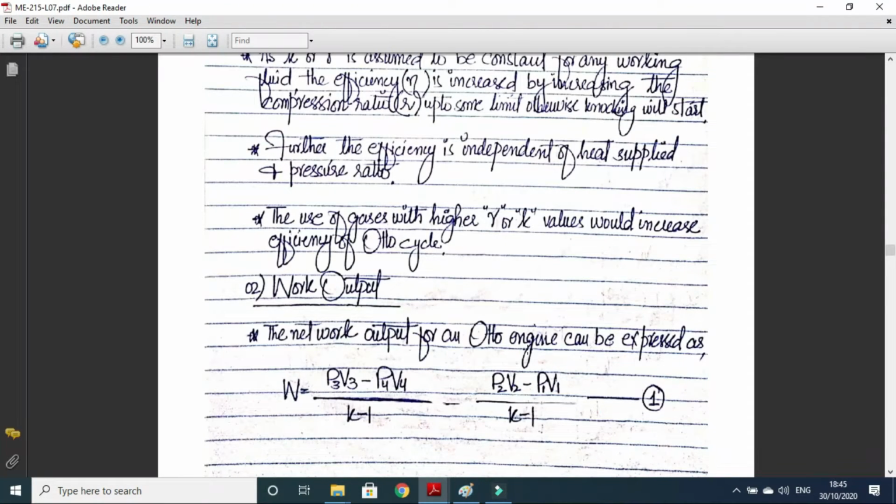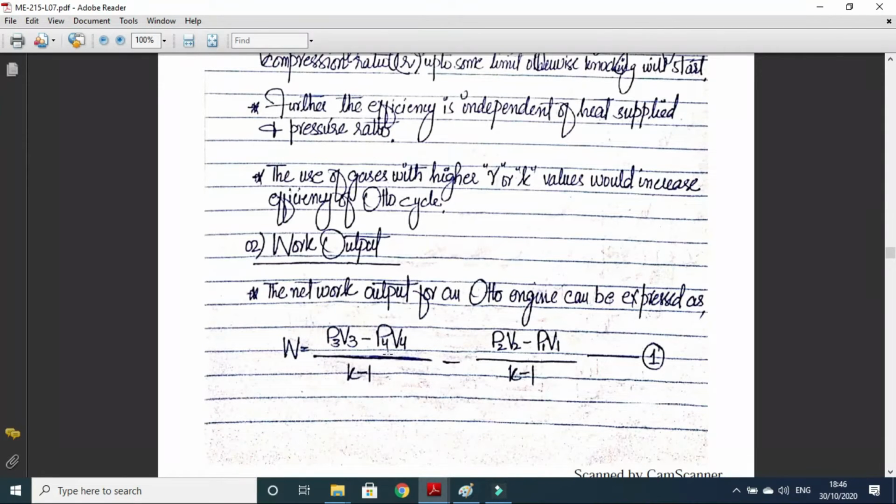Now let's do the work output derivation. So the net work output for an Otto engine can be expressed as (P3 V3 minus P4 V4) divided by (K minus 1), minus (P2 V2 minus P1 V1) divided by (K minus 1).